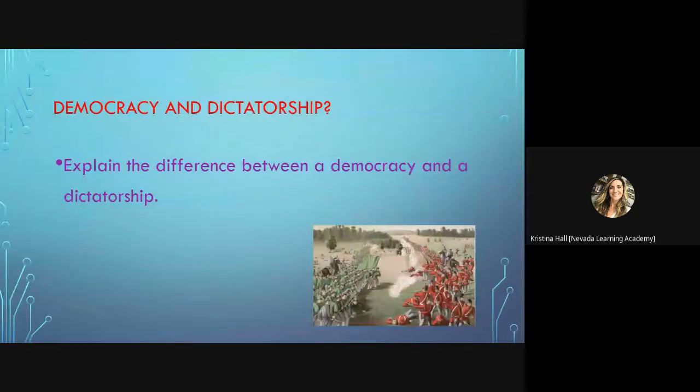Then we talked really quickly about the difference between a democracy and a dictatorship. A democracy is a government in which the people have a say in government, incorporating what John Locke says are natural rights: the right to life, liberty, and pursuit of property. Then Thomas Jefferson changed that to pursuit of happiness. A little plagiarism going on there.